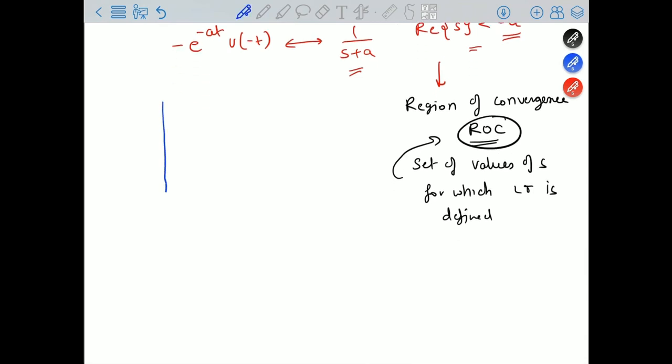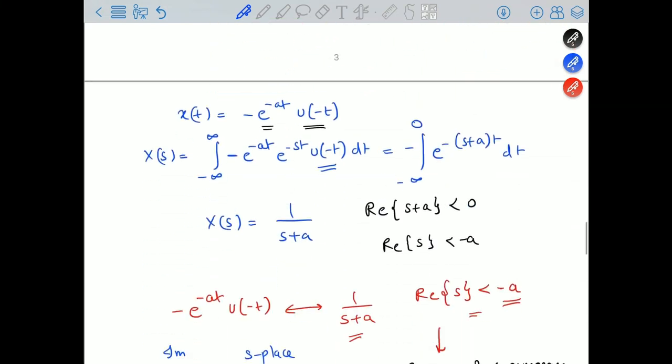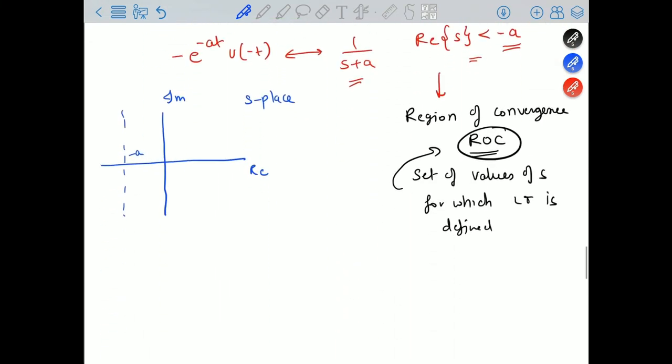So for the first case, we have the imaginary axis and the real axis, and this plane is referred to as the S plane. Suppose this is the line for minus a. For the first case, we said the real part of s should be greater than minus a, so the region of convergence will be this plane, represented by the shaded region.